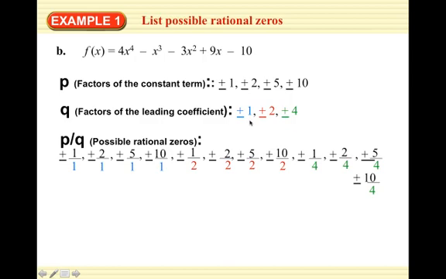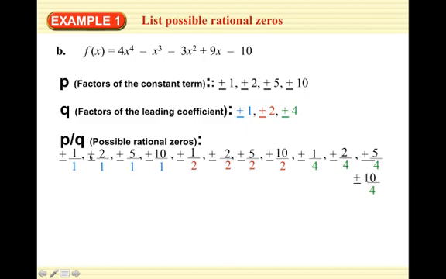So now we're done with the 1. We're going to have plus or minus 1 over 2, plus or minus 2 over 2, plus or minus 5 over 2, plus or minus 10 over 2, and we're done matching everything up with the denominator of 2. So now we need to come back. We're going to do the same thing with our q value of 4 as our denominator. So plus or minus 1/4, plus or minus 2/4, plus or minus 5/4, plus or minus 10/4.